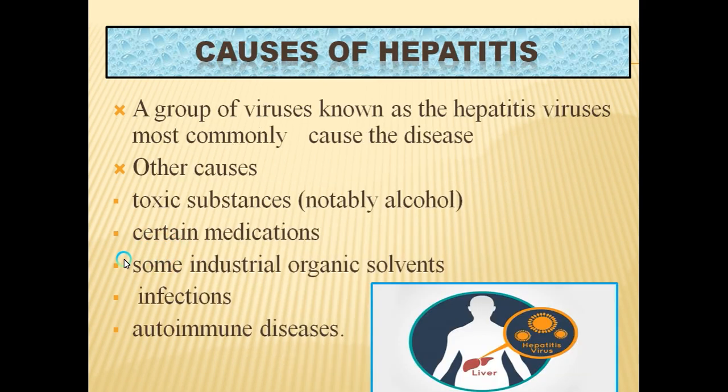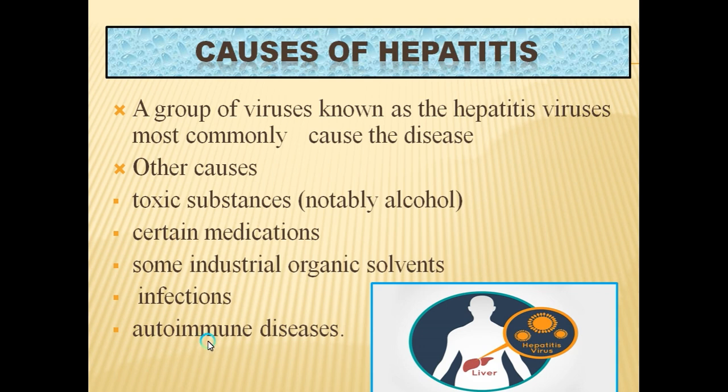Now, what are the causes of hepatitis? The causes of hepatitis are, first, viruses. They are the most common causes. Then other causes are toxic substances. One of the most common is alcohol. Medications are there. Industrial organic solvents, infections, and autoimmune disease.